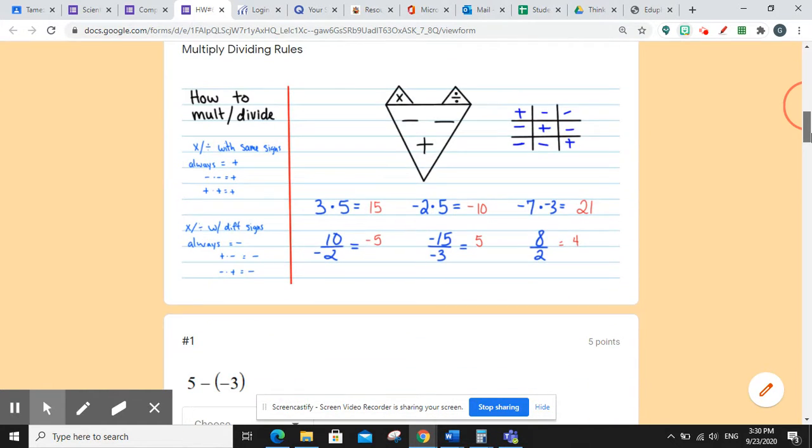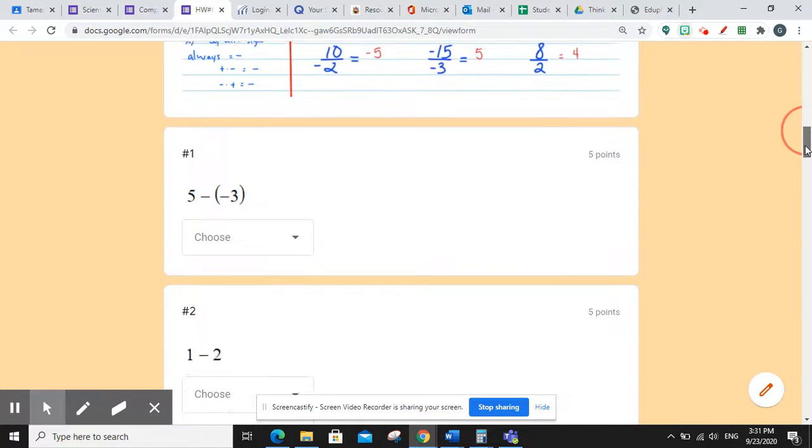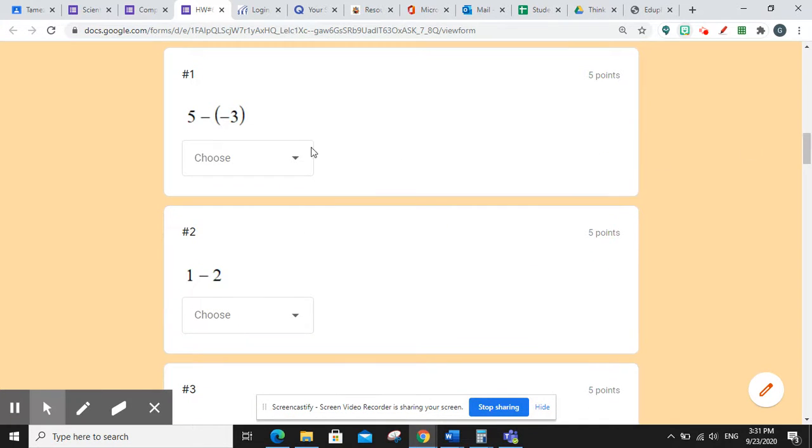If you're multiplying and dividing, you can either use the sleepy cat or the tic-tac-toe. The way the tic-tac-toe works is if you're multiplying or dividing a positive and a negative, you get a negative. A negative and a positive, you get a negative. A negative and a negative, you get a positive. And then you have your examples here. Okay, so now let's go on to the actual assignment.